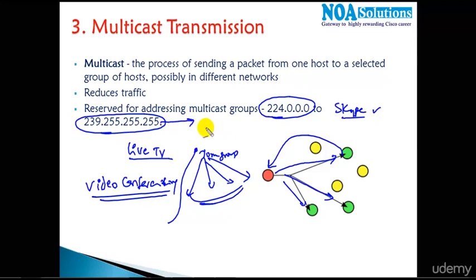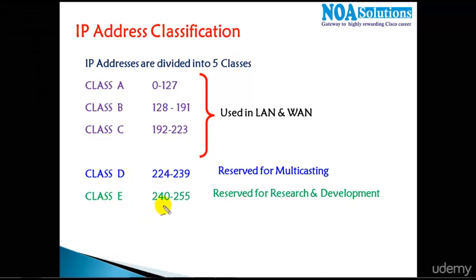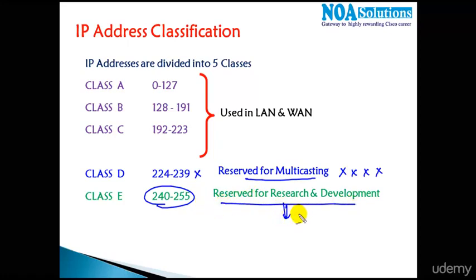So there is a separate class reserved for that. We call that a class D address. The class D address is reserved for multicasting, to identify these specific multicast traffic. Whereas there is one more address called class E, which we also don't use. Which means for normal devices, for a PC, computer, or the LAN router, we cannot assign these class D addresses because they are reserved for hosting or identifying multicast traffic. And class E is also reserved for research and development, so we cannot assign these addresses.